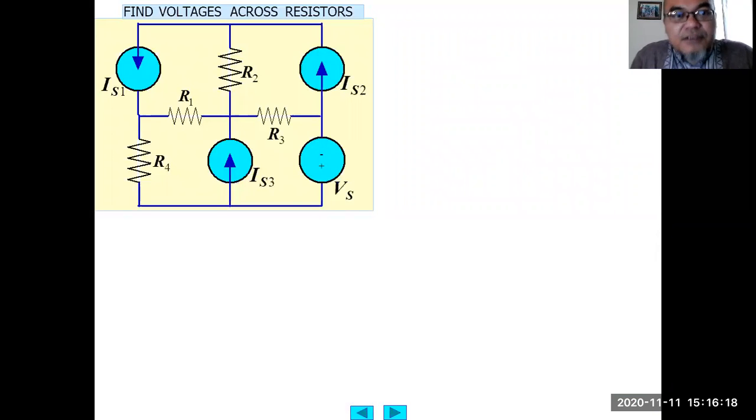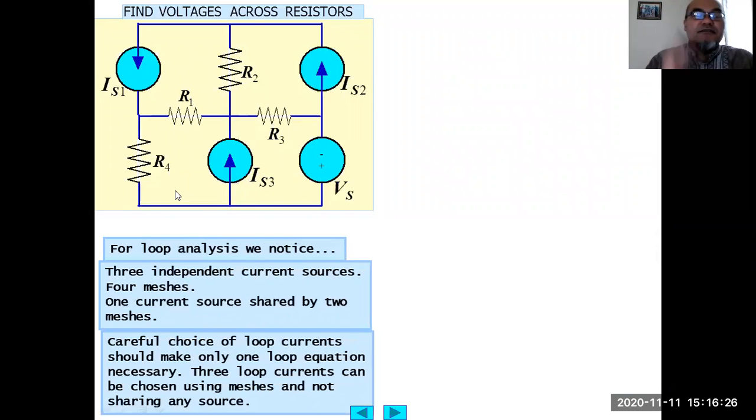An example here: find the voltages across the resistors R1, R2, R3, and R4. For loop analysis, we notice we have three independent current sources here, 1, 2, and 3, and one current source shared by two meshes. This one is shared by the mesh here and the mesh here. By careful choice of loop currents, we should make only one loop equation necessary. Three loop currents can be chosen using meshes and not shared by any source.